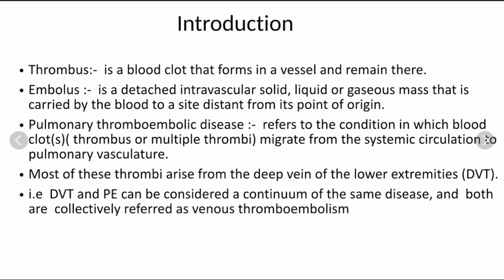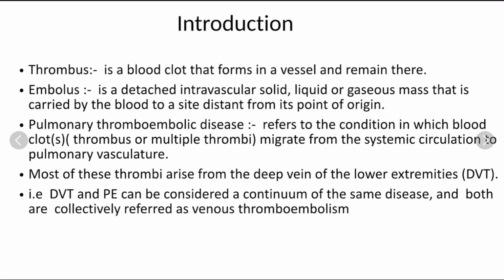What is thrombus? Thrombus is a blood clot that forms in a blood vessel and remains there only. Then what is embolus? Embolus is a detached intravascular solid, liquid or gaseous mass that is carried by blood to a site distant from its point of origin. It is distant from its origin, not like thrombus.